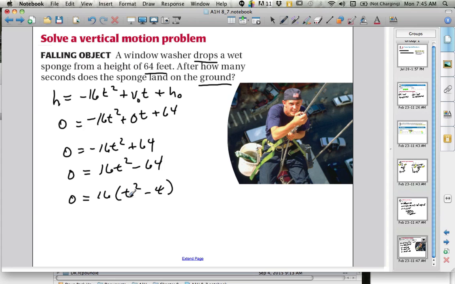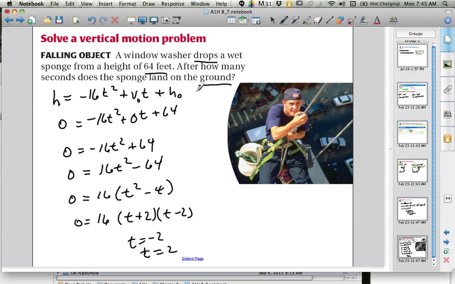Now, is t squared a perfect square? Yes. Is 4 a perfect square? Yes, it's the square of 2. So that means I've got conjugates, t plus 2 times t minus 2. So if I want my solutions, t is going to be equal to negative 2 and t will be equal to 2. Well, let's think about this.